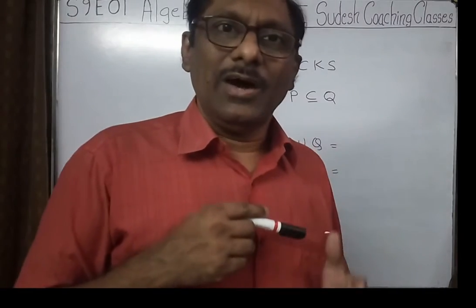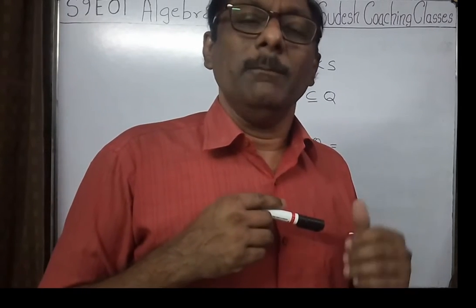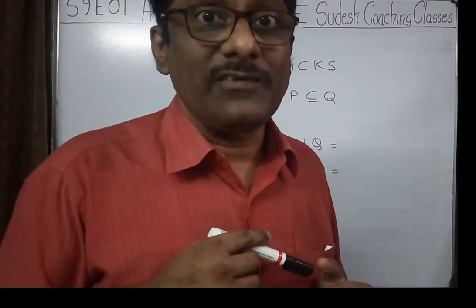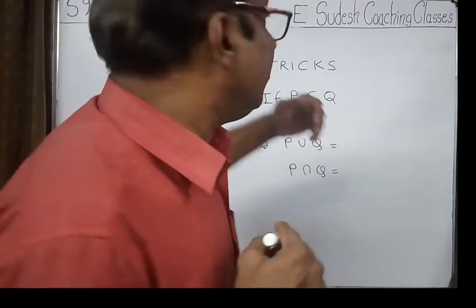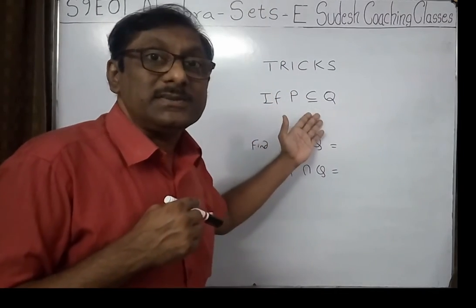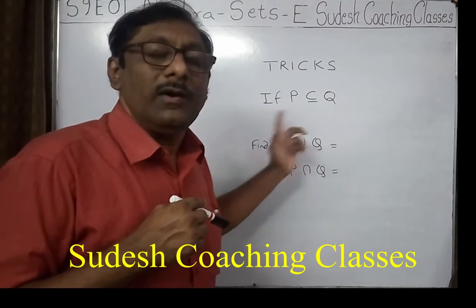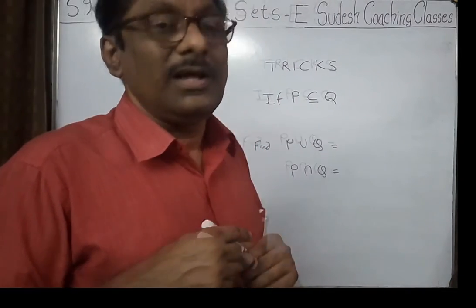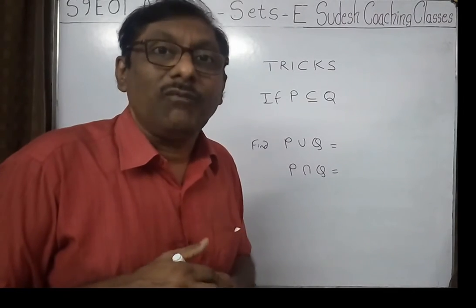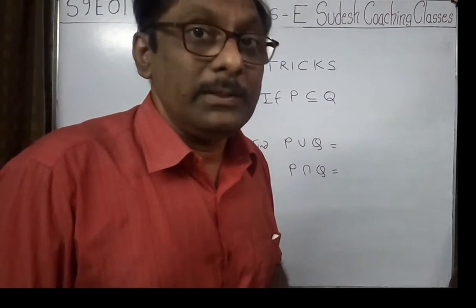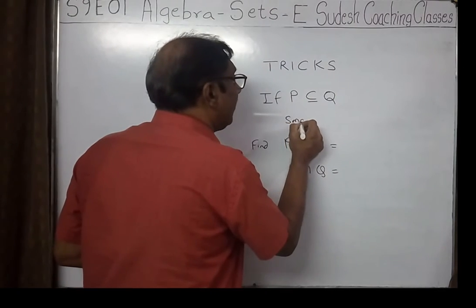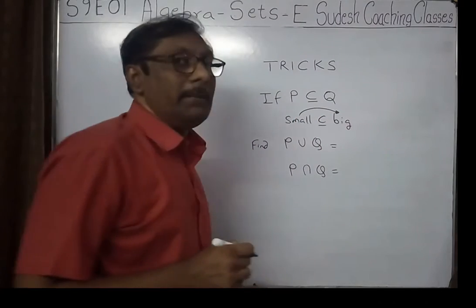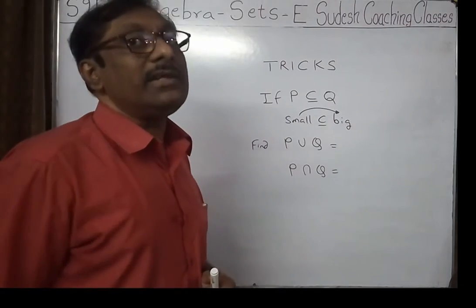Well, students, now you have come to know most of the formulae of this particular lesson. But there are certain tricks that I want you to pay attention to. Here they are. If P is a subset of Q, find P union Q and P intersection Q. Right? How come? Let's start. Now, when I say subset, what does that mean? Remember, I had given to you one particular formula that small set is a subset of big set provided all the elements of small should be in big. Understood?